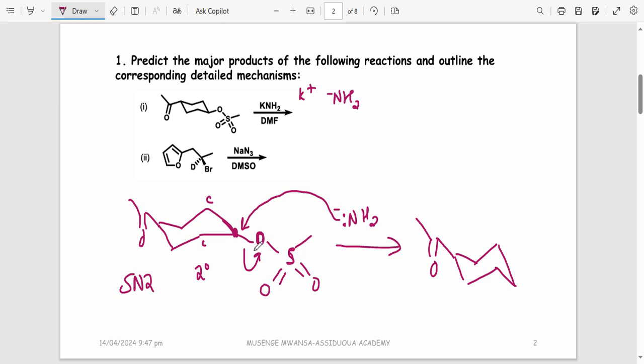You can see that at the position where this big group was, that's where the NH2 is coming to attach. So this group can actually leave because it's a good leaving group. We'll discuss this in the next topic when we talk about alcohols. You hear things like tosylates, mesylates. Those are good leaving groups. That's why this group here can leave. So this one is going to be a byproduct. It's not a major product. It's a byproduct. Yes.